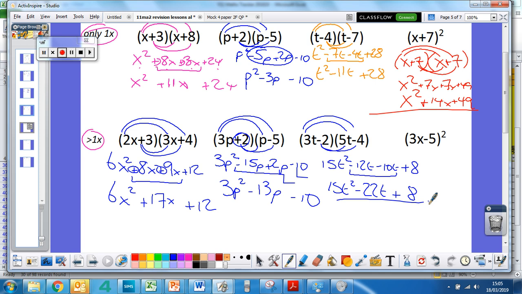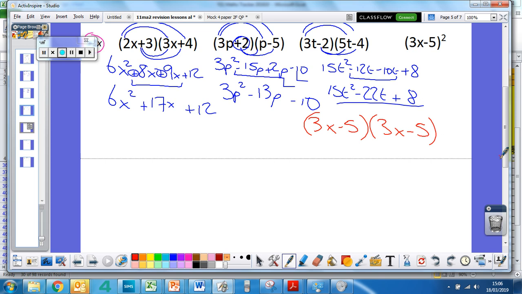And the final part is 3x minus 5 all squared. So, it means 3x minus 5 times 3x minus 5. The moment you rewrite it is the moment you hopefully avoided the mistake. Because you now have to expand the brackets carefully.